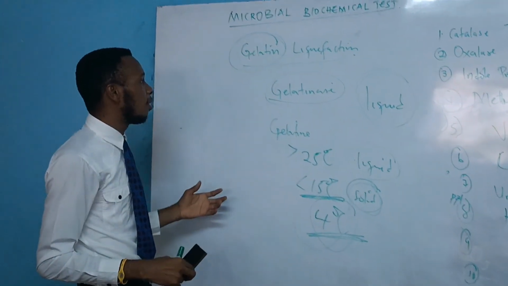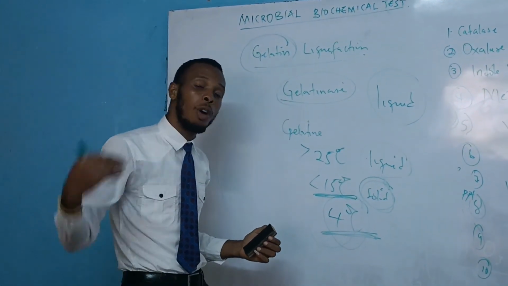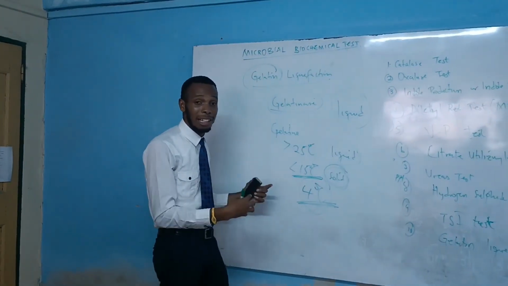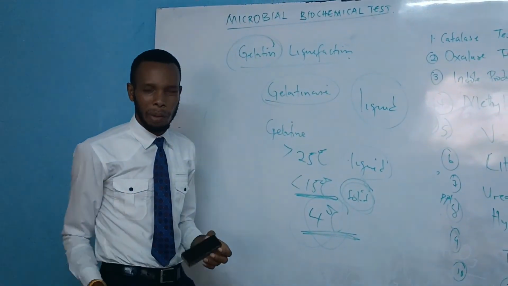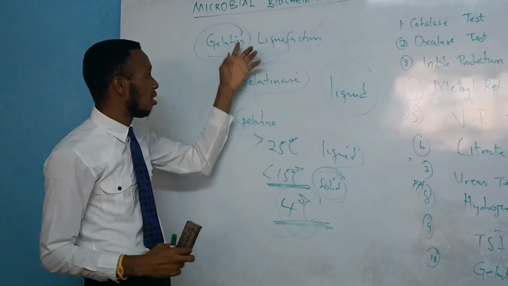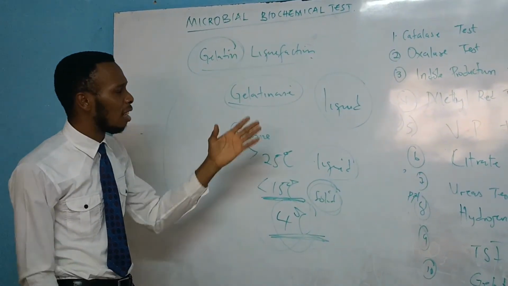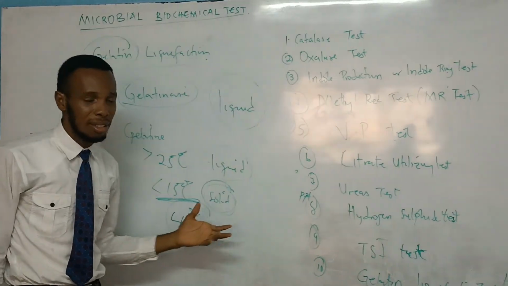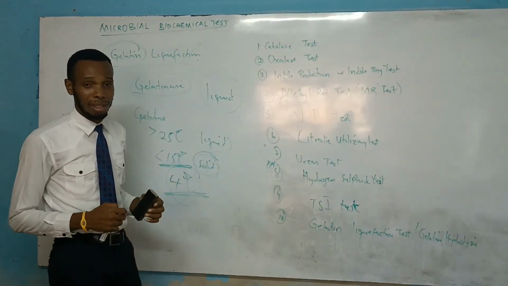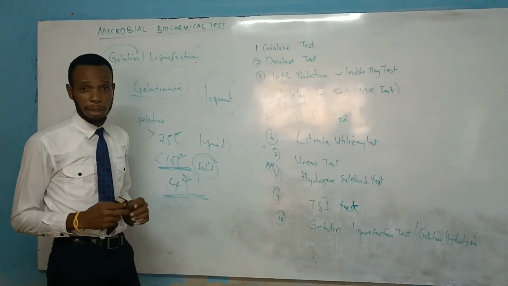So when we see these characteristics in a bacteria that has been inoculated in gelatin, changing the gelatin that's supposed to be solid at 4 degrees Celsius to liquid, we say that the bacteria contains gelatinase. And this gives us what we call gelatin liquefaction. So basically, these are some of the tests that we run in the lab to identify specific bacteria, to the species and genus level.